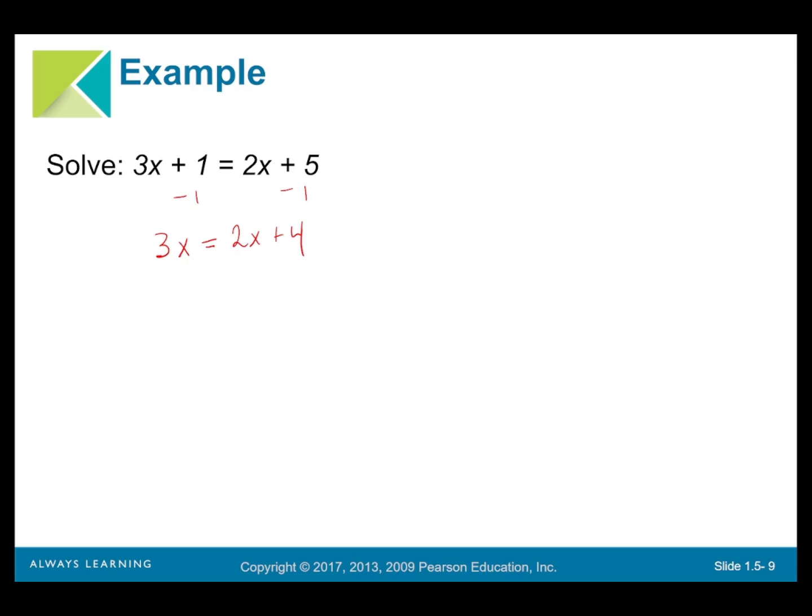5 minus 1 is 4. Now, like I said, I want all my x's on one side and non-x's on the other. So I'm going to subtract 2x from the right-hand side to move it to the left-hand side. And now I have x equals 4. Because immediately I'm left with 3x minus 2x gives me 1x, and I only have a 4 on the right-hand side. Therefore, we're done. That's actually it. But the key thing is actually moving the different components to the different sides.